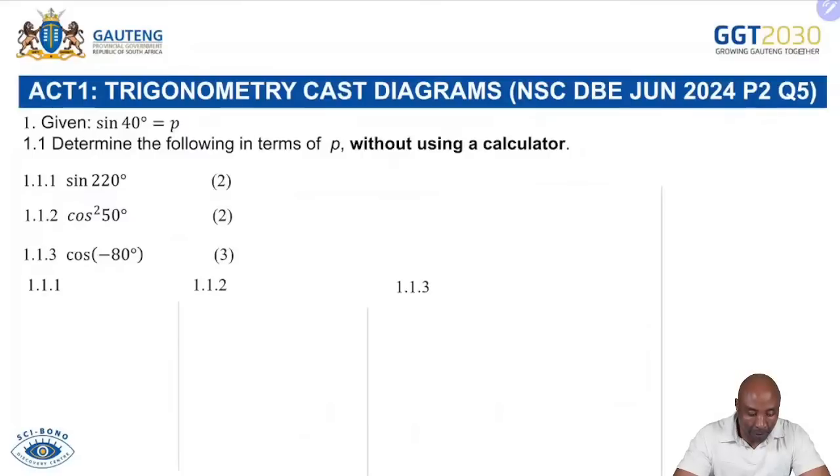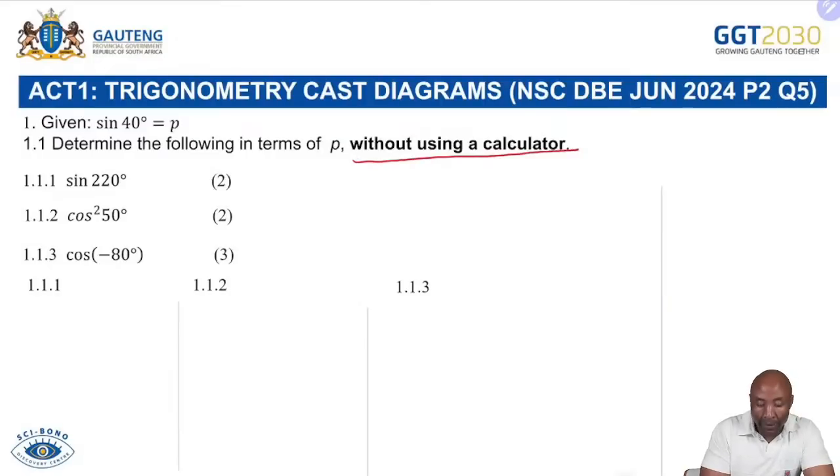Welcome back. We are given that sine 40 degrees is P. We are supposed to determine the following in terms of P without using a calculator. Check, this is in bold letters. If you use a calculator there, you are gone.